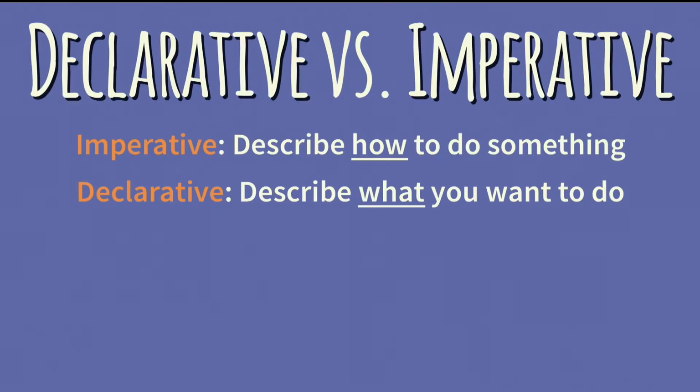So what does declarative mean? Well, there's declarative and then there's imperative. When we're talking about imperative, we're describing how we do something. And when we're talking about declarative, it's describing what we want to do.